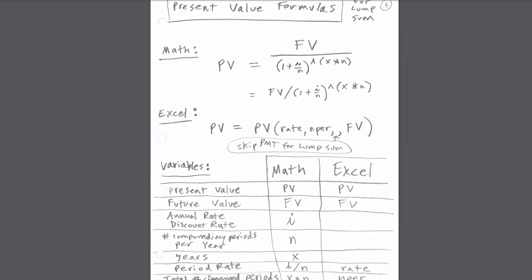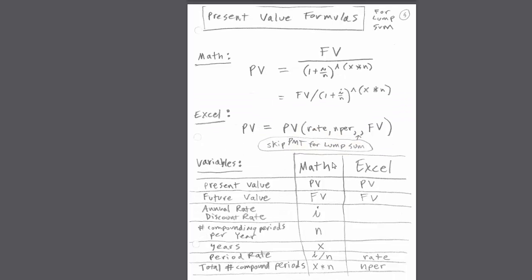On page 5, there is our present value math formula. There's the Excel function. Instead of FV, it is PV. And look at that. We put the rate, NPER. And instead of putting a cash flow present value in our future value function, now we're going to put the cash flow amount future value into our PV function. Here's all of the math variables. Here's all the Excel variables.